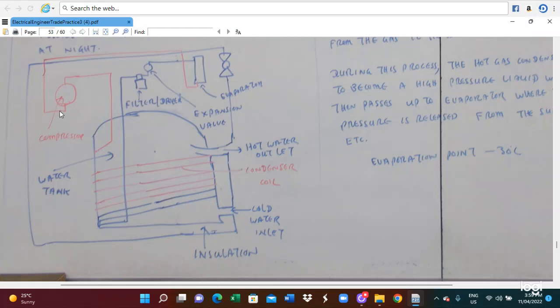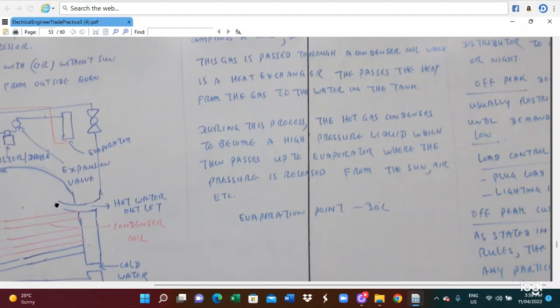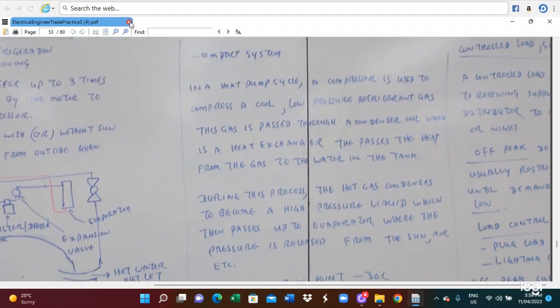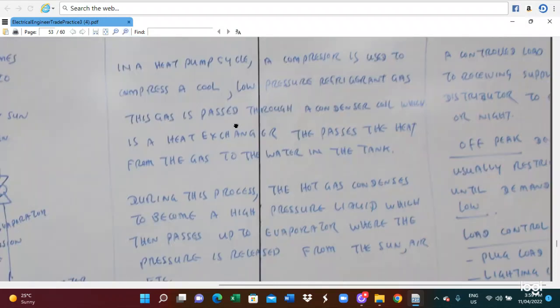So here you have the compressor, filter drier, evaporator, expansion valve, vapor tank, insulation, and a condenser coil. So the hot water outlet and inlet system. This is the heat pipe we utilize like this. So in this case, this is the compression system. It is a heat pump circuit.